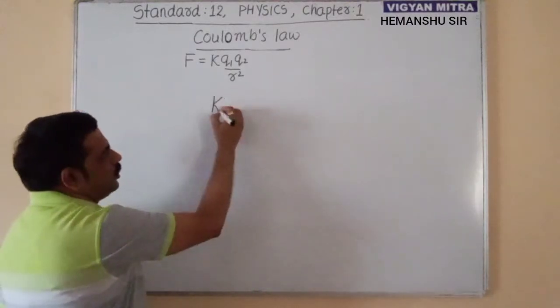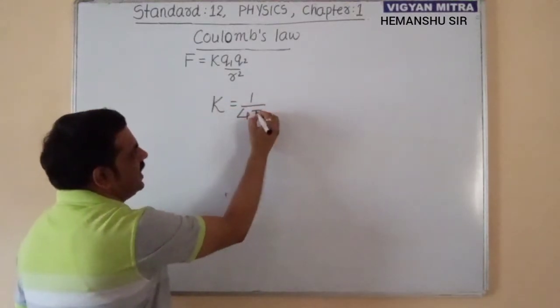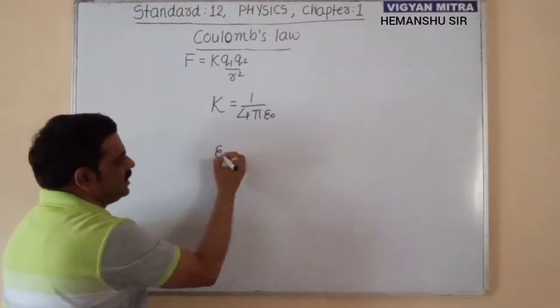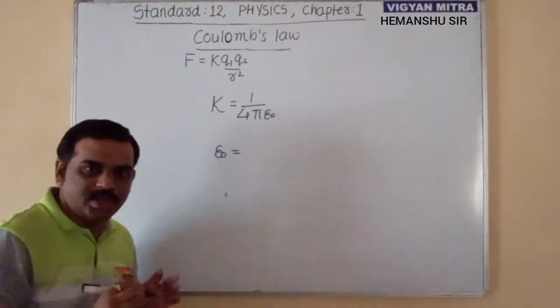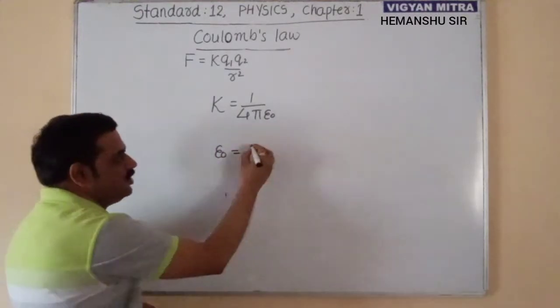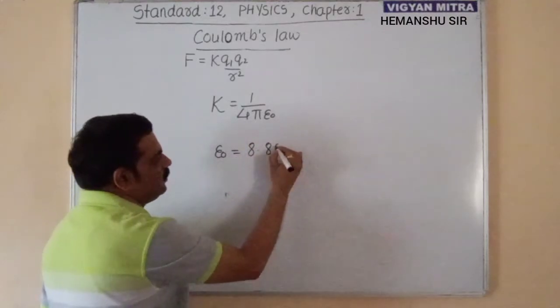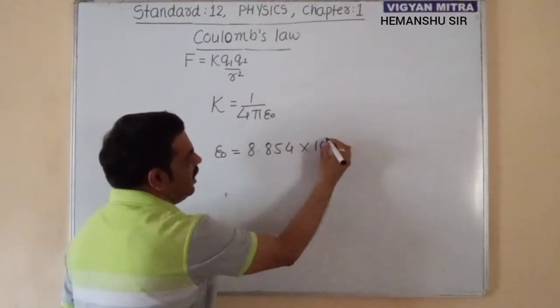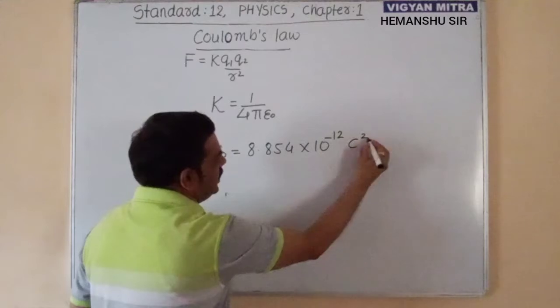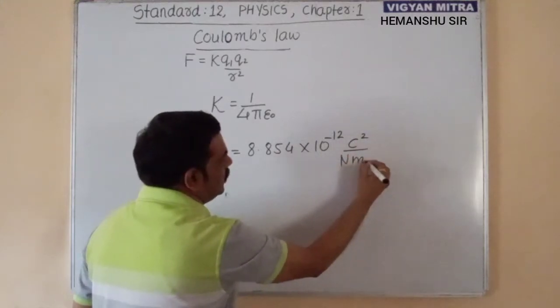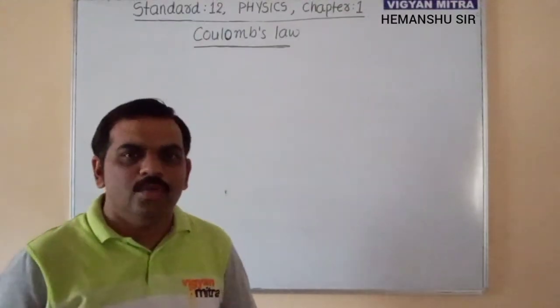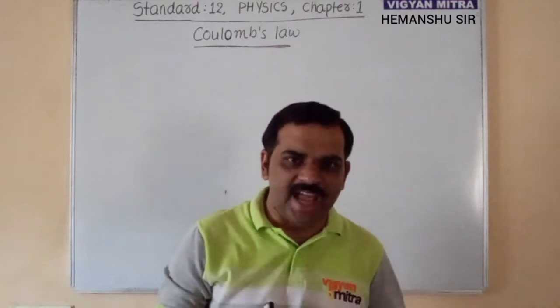K is also written as 1 over 4 pi epsilon 0, where epsilon 0 is the permittivity of free space. The value of epsilon 0 is 8.854 into 10 to the power minus 12 and its unit is Coulomb square per Newton meter square.